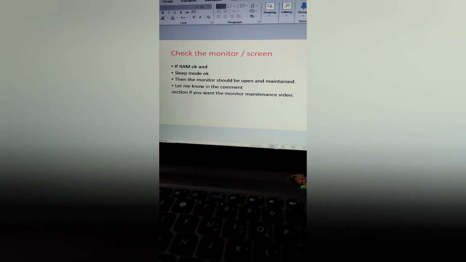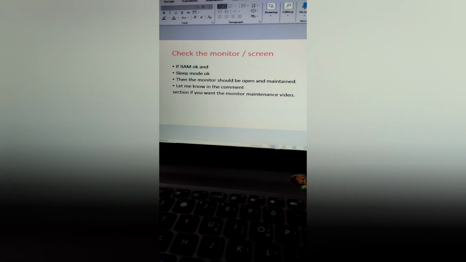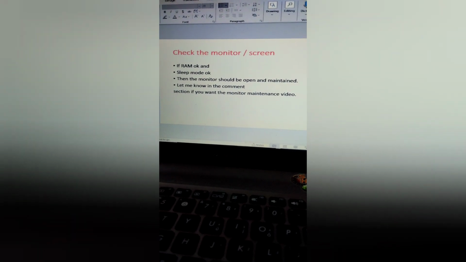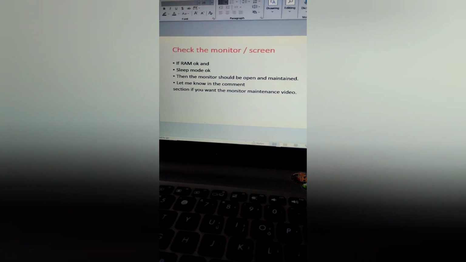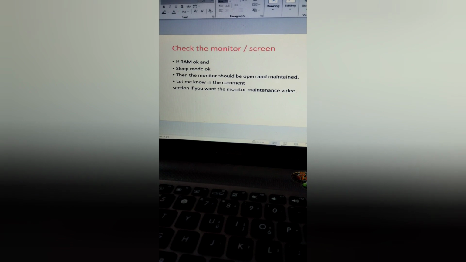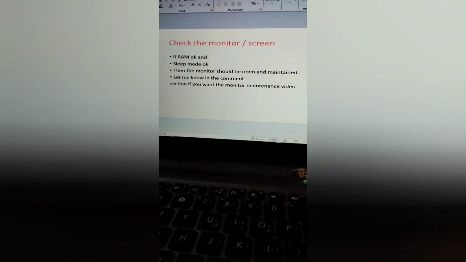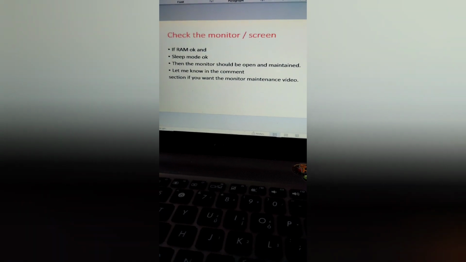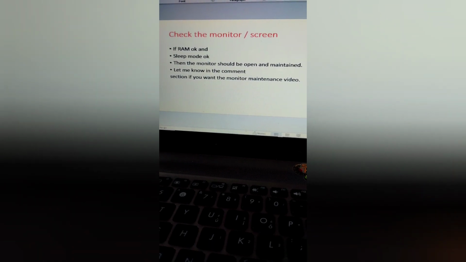Now you have to check your monitor. If the sleep mode is okay and the RAMs are okay, the problem could probably be with the monitor itself. So you have to open the monitor and then see where the problem is coming from. There are a number of problems that can result in your monitor not working. It could be that the components on them are either shorting, or they are short circuited, or they are open circuited, or they have been burnt out.